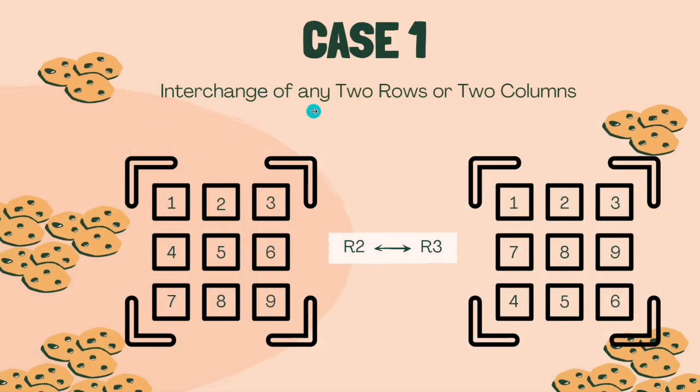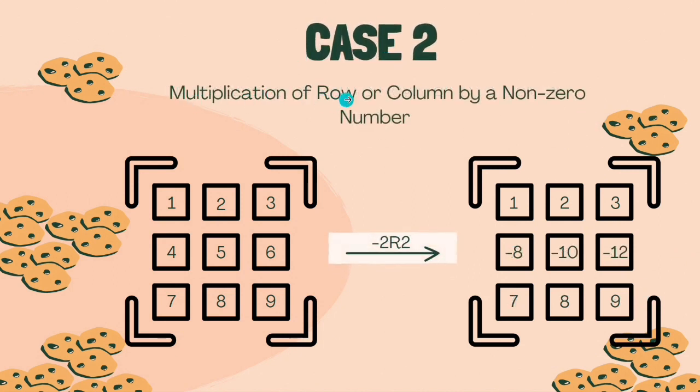Okay, case 1, interchange of any two rows or two columns. You can see here that this is a 3 times 3 matrix. And for case 1, we swap row 2 with row 3. You can see here 4, 5, 6, 7, 8, 9, and we swap them. So 7, 8, 9 will become row 2 and 4, 5, 6 will become row 3.